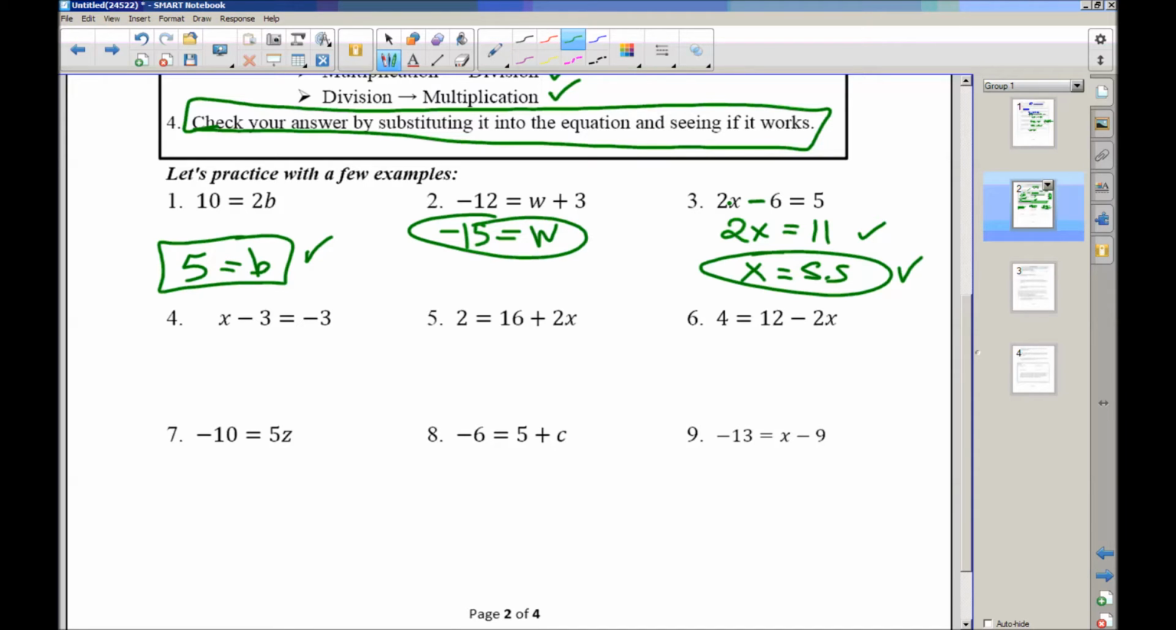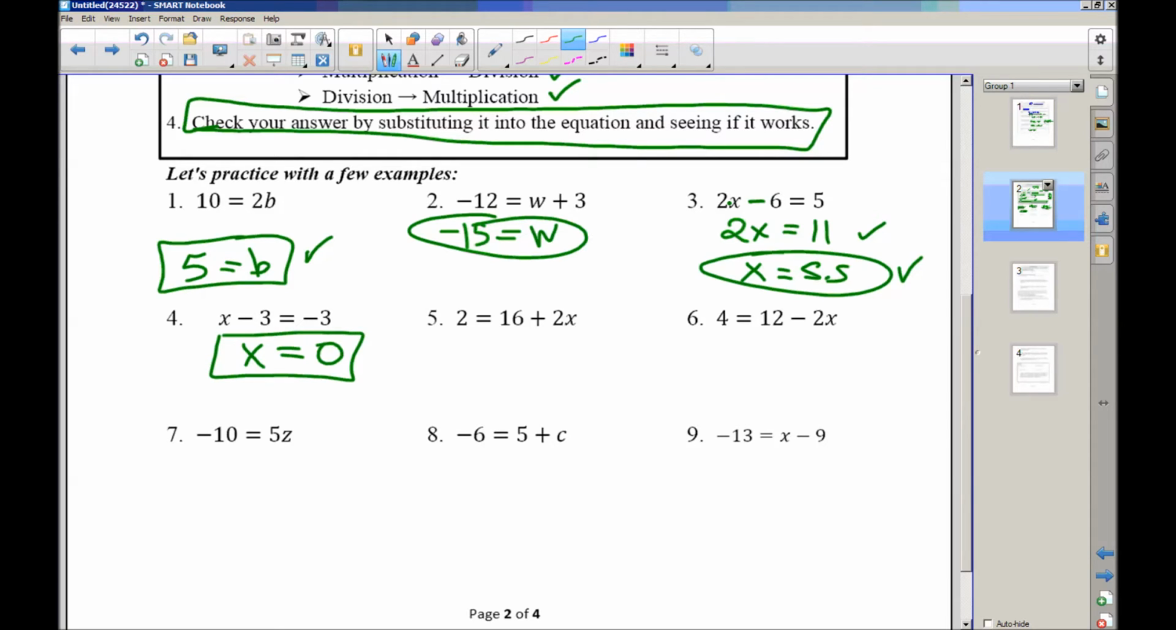I did not have to show the inverse operations in between, but I do need to show the 2x equals 11 line. Number 4, I add 3 to both sides to get 0. And 0 and decimals like number 3 are all good answers. Please don't get freaked out if you get an equation and the value is 0.